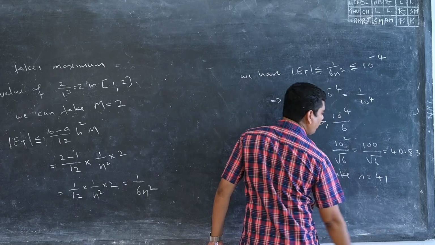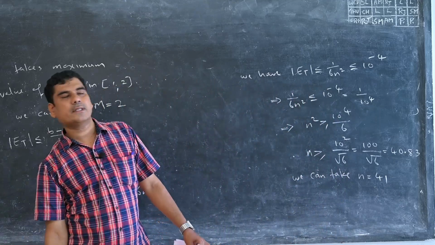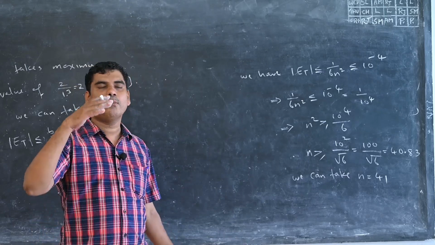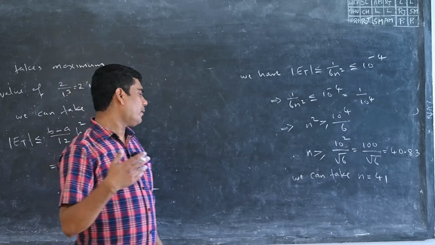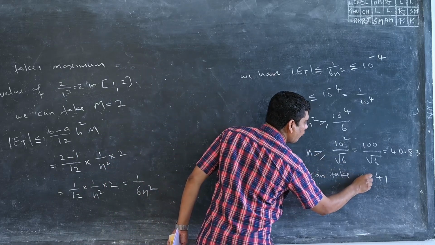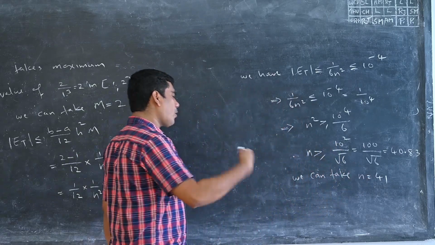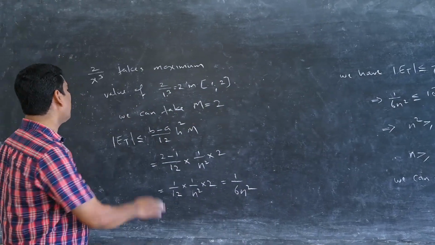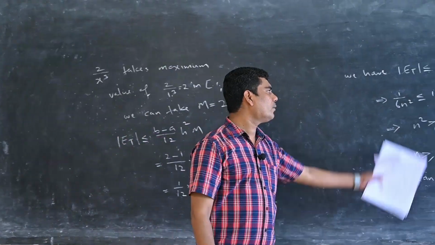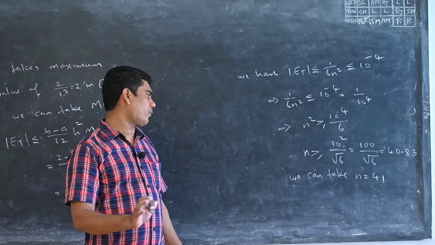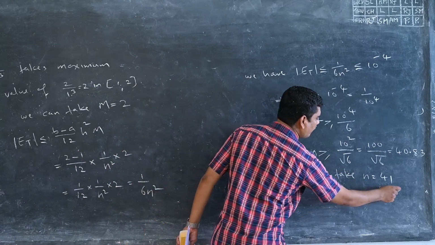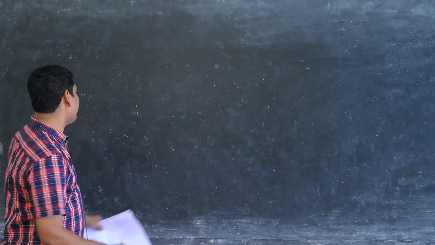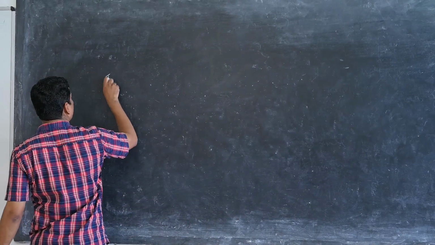41. So if we use the trapezoidal rule with the number of steps n equal to 41 or more steps, then the magnitude of the error |E_T| is less than or equal to 10 raised to minus 4. So we can take n is equal to 41. Next is the error estimate for Simpson's rule.